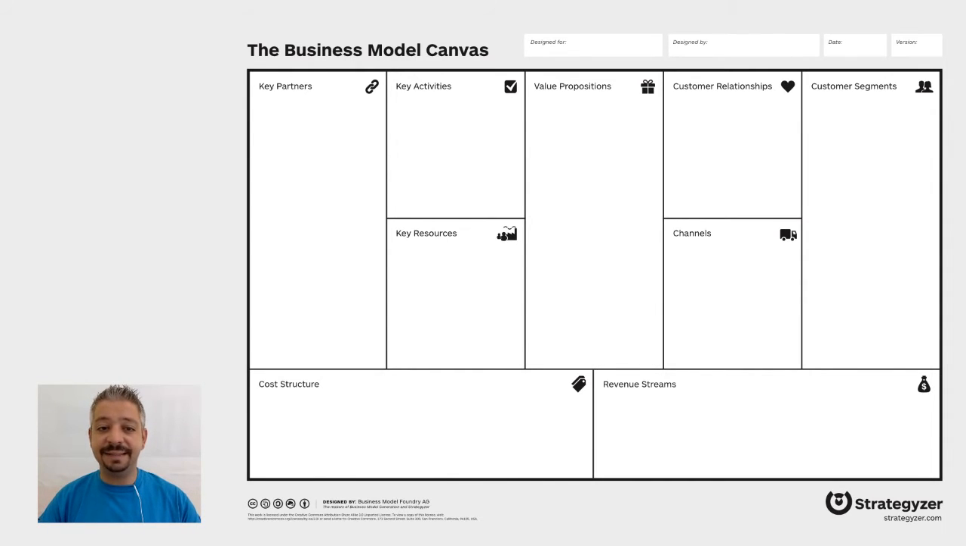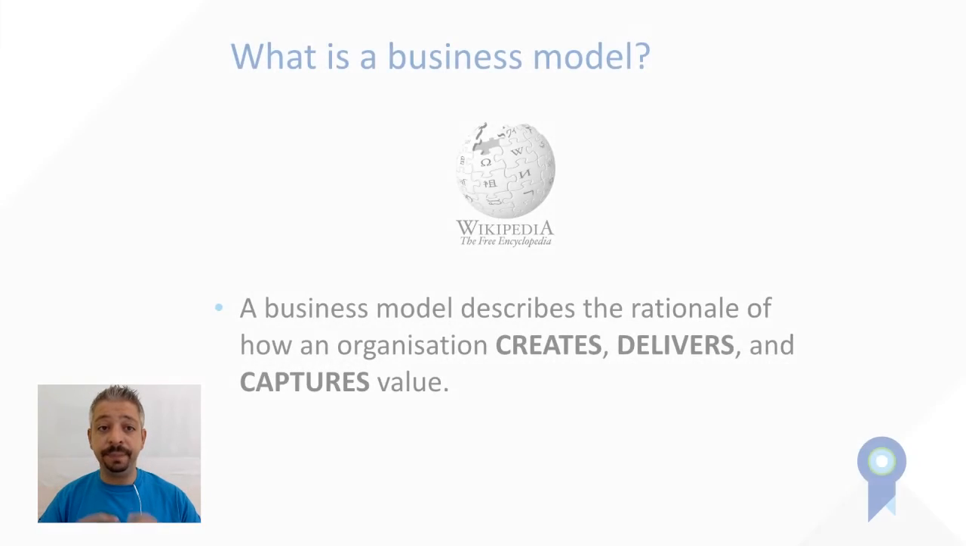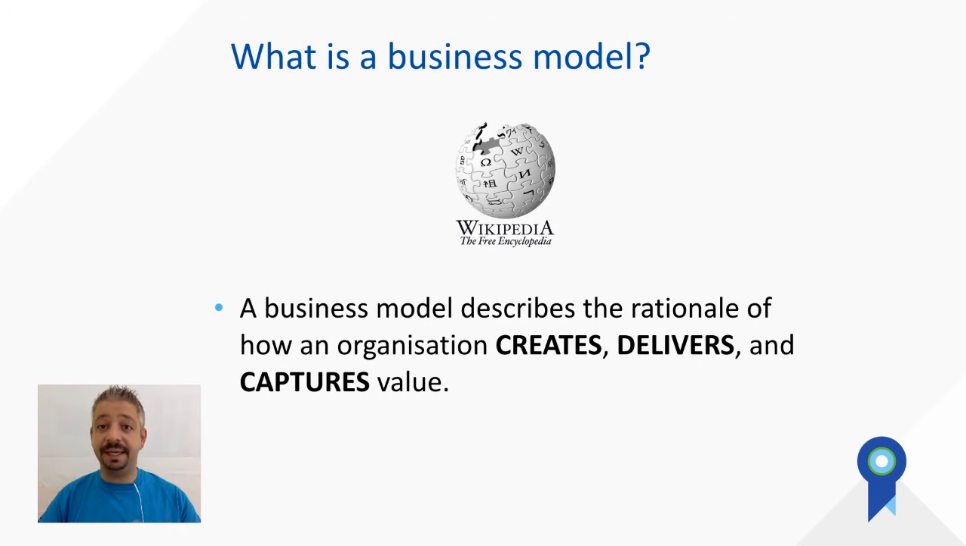But first, let's define what we mean by business model, and we'll come back to the canvas shortly to explain how it works. The definition of Wikipedia is as simple as it gets. A business model describes the rationale of how an organization creates, delivers, and captures value. In essence, it explains how the engine of your company works to make you money.